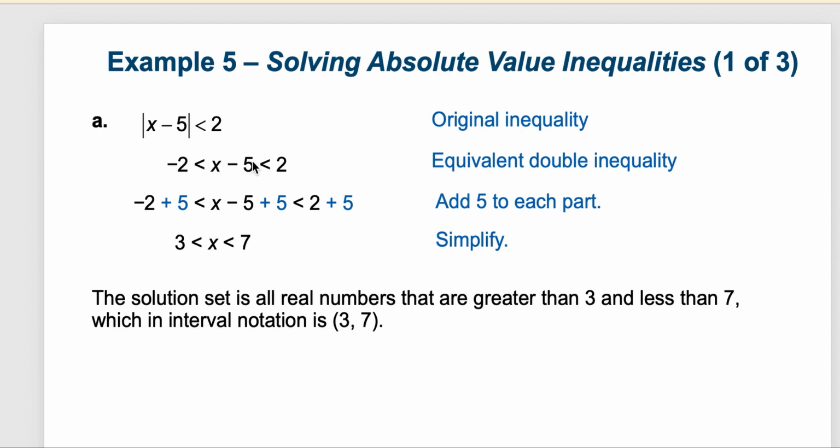To do that, we add 5 on all sides of the inequality. So if you do that, you have negative 2 plus 5 is less than x minus 5 plus 5 is less than 2 plus 5. And if you solve it, you have 3 is less than x is less than 7. So that means the solution set is all the real numbers greater than 3 and smaller than 7. And the interval notation would look like this: 3, 7, with open parentheses.